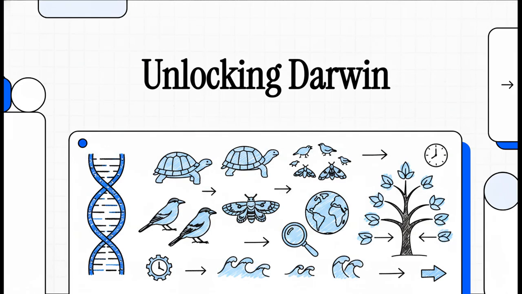Welcome to this explainer. Okay, we're diving straight into something absolutely massive today. We are going to systematically unpack one of the most monumental, truly fascinating paradigm shifts in the entire history of science, Charles Darwin's theory of natural selection. This theory was so groundbreaking, the man literally waited over 20 years to publish it.